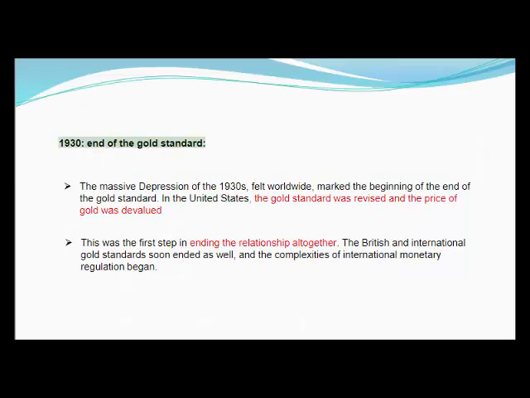1930, end of the gold standard. The massive depression of the 1930s, felt worldwide, marked the beginning of the end of the gold standard. In the United States, the gold standard was revised and the price of gold was devalued. This was the first step in ending the relationship altogether. The British and international gold standards soon ended as well, and the complexities of international monetary regulation began.